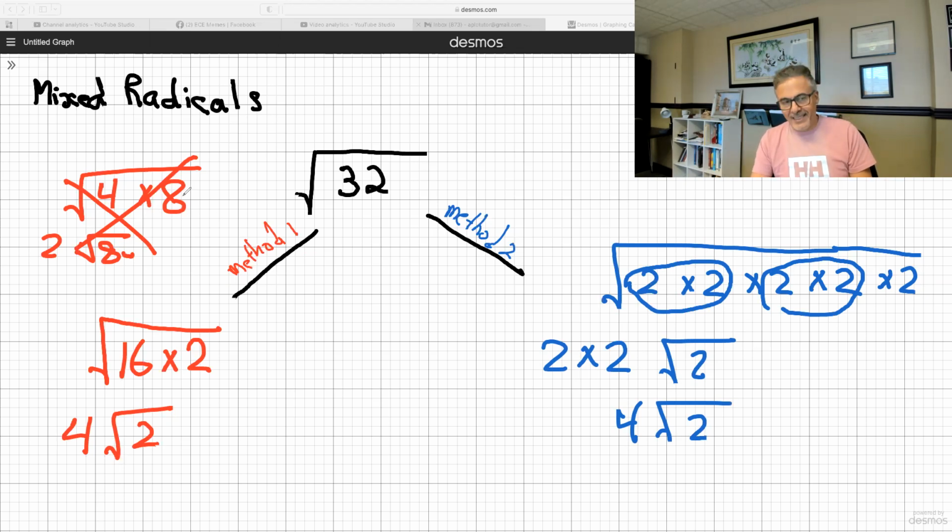Now again, up to you, this method, the red one or the blue. I highly recommend this, but you have the choice, and whatever you're comfortable with, just go for it.